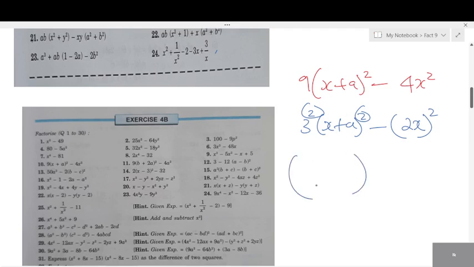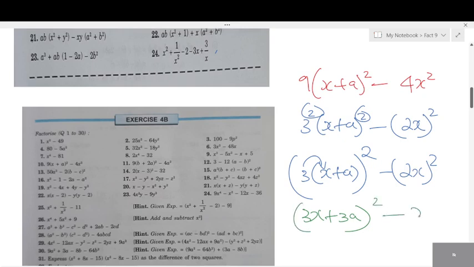It's common. So now, take the common value out, x plus a like this. Minus 2x the whole square. Now, multiply this 3 inside. What do you get when you multiply 3 inside? X plus 3 the whole square minus 2x the whole square, right? This is how you solve.